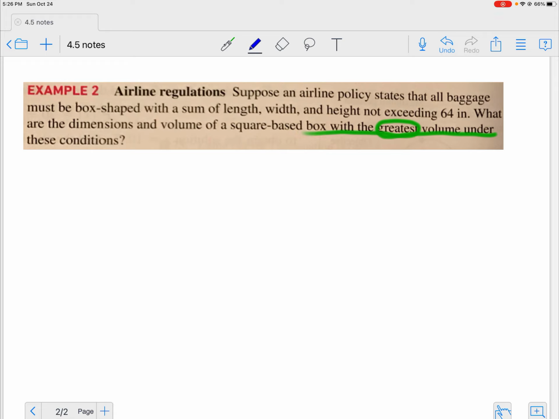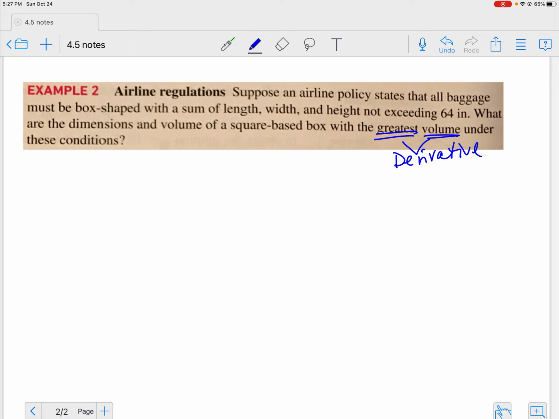conditions? So as soon as I see this word, maximum, minimum, greatest in this situation, what is that telling you? That's a derivative, and what's it the greatest of? A volume. So I know I'm going to have a volume formula, and that's the formula I'm taking the derivative of. Okay, but I have to have other pieces of information in here in order to be able to pull this off. Okay, so suppose an airline policy states that all baggage must be box-shaped with a length, width, and height not exceeding 64 inches.